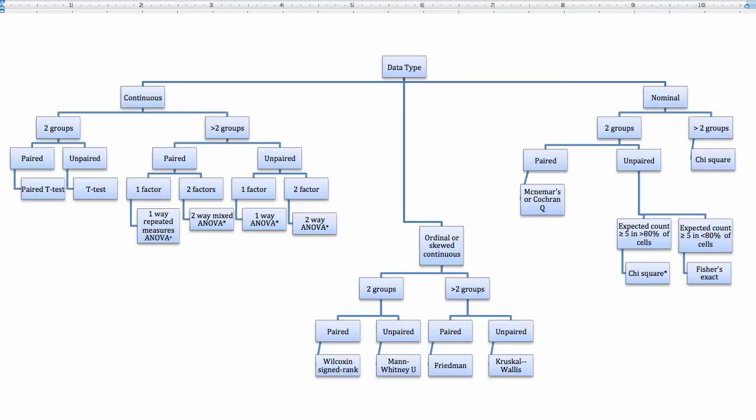So as you can see, the first thing that you'll do is you'll start out with what type of data is this? Is it continuous data? Is it ordinal or skewed continuous data? Or is it nominal data? The next thing that you'll be asking is how many groups were studied? Were there two or more than two groups? Was the test paired or unpaired? And we can see paired or unpaired, paired or unpaired. And then some additional points can be taken in for certain statistical tests, like the number of factors that are looked at, or the number of patients within certain cells.